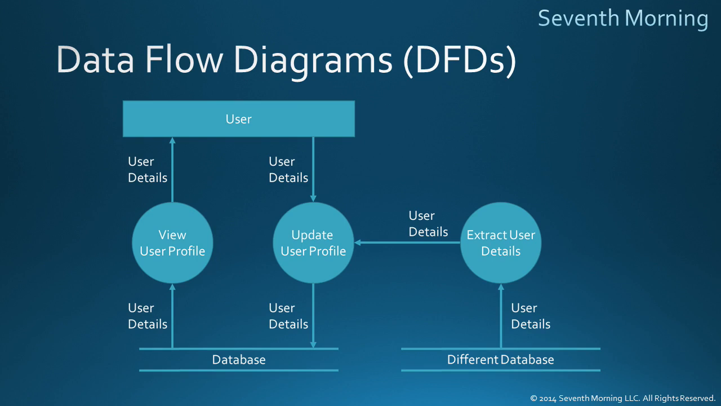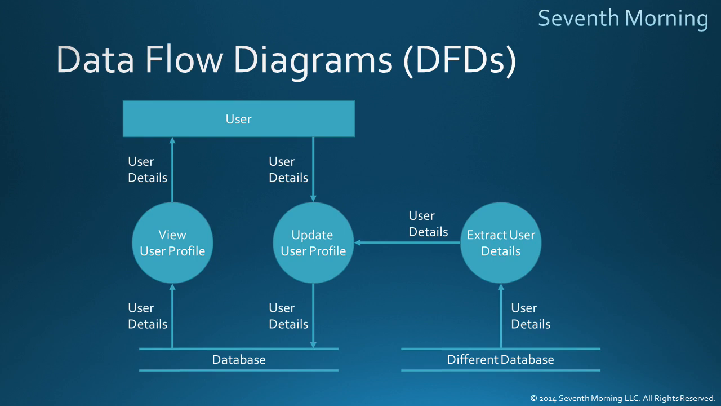Let's look at the next process, update user profile. In this case, user information is flowing from the user through the update user profile process and being stored in the database. And this is, again, pretty intuitive because we do this ourselves pretty regularly on websites and other systems. So here we have a little illustration of how user profiles are viewed and updated for this particular system that the diagram models.